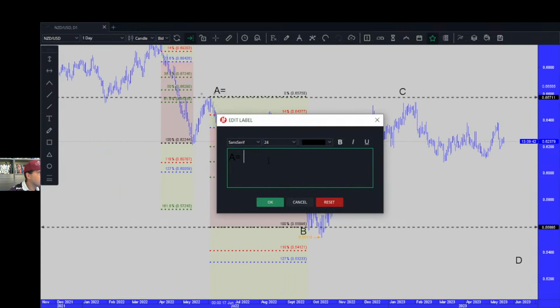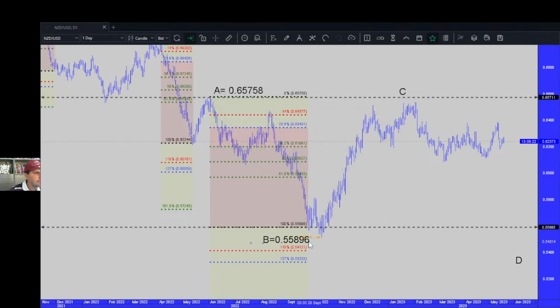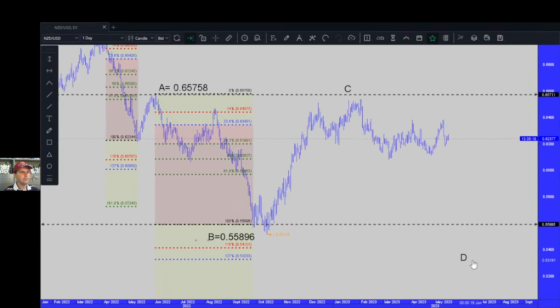Alright, everybody, my A on NZD/USD daily chart is at 0.65758, and my B is at 0.55896. Okay, you can double check, triple check, everybody.